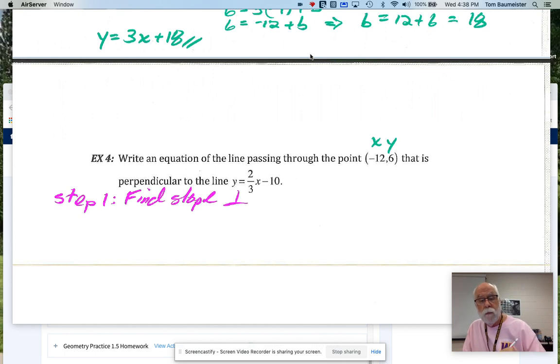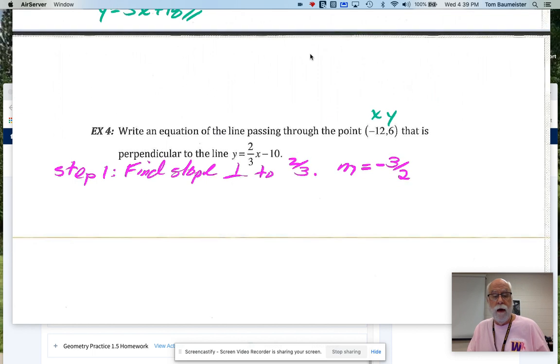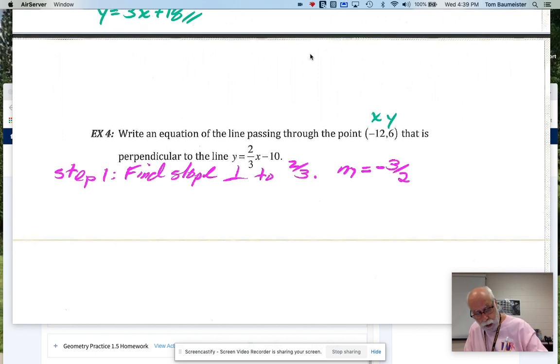Perpendicular to 2/3, right? The easiest way to do it is to take what you have and flip it. So we're going to flip it. That'll give us 3/2. And then we're going to make it negative. If it's negative, we're going to make it positive. This one here was positive, so we're going to make it negative. So our new slope is negative 3/2. All right. So again, we know that our new line is going to be y is equal to negative 3/2 x plus b.